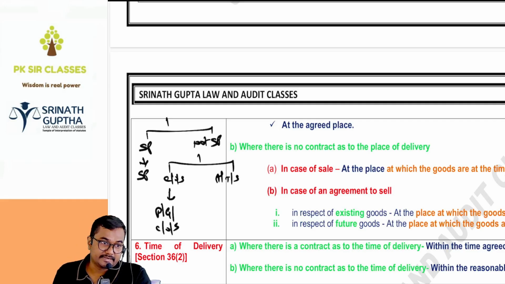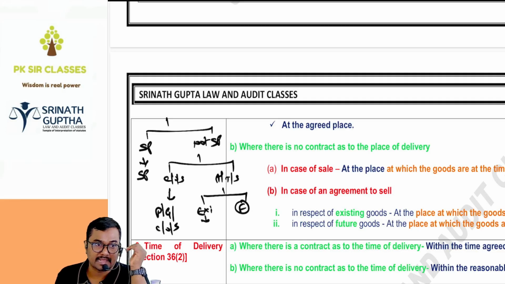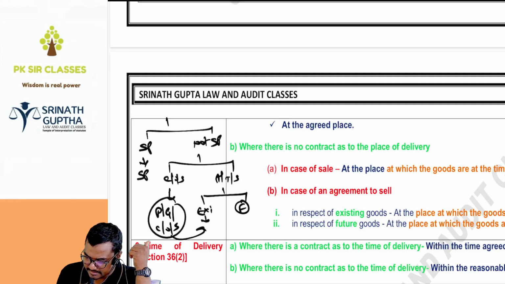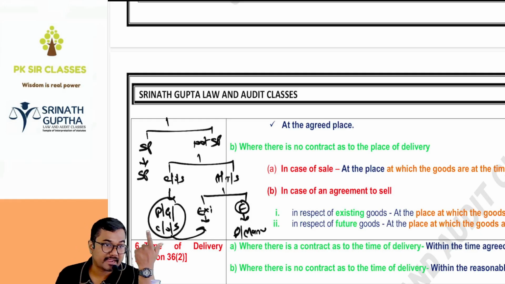The contract of sale is entered in Amirpet, but the shop is in Kukatpally. The place of delivery will be Kukatpally because the goods are in Kukatpally. In case of agreement to sell, it is again two types: existing goods and future goods. In case of existing goods, the place of delivery will be the same place at which the goods are at the time of contract of sale. In case of future goods, the place of delivery will be the place of manufacturing, like the factory in Bongir. Delivery should be given at Bongir.